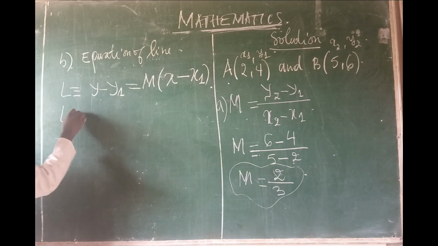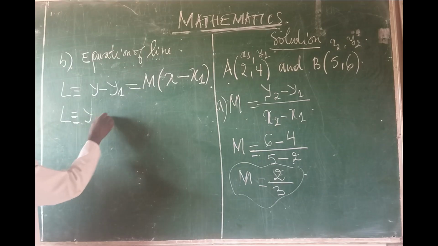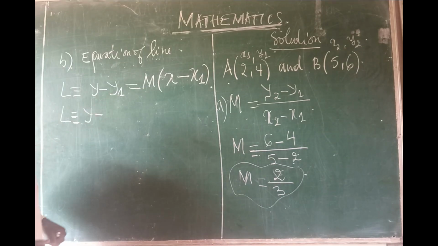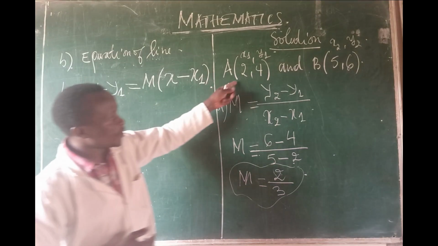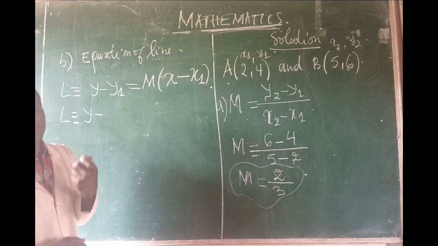So now our equation of the line should be y minus y1. What is y1? We come back to our points, where we have been given 2 points, as I told you at the beginning.